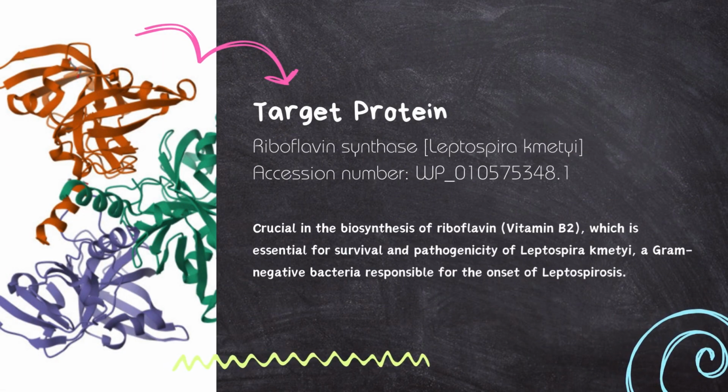In this study, we are going to use our target protein, which is riboflavin synthase from Leptospira chemically. This protein is important for the biosynthesis of riboflavin, also known as vitamin B2, which is an essential element for Leptospira chemically survival. Leptospira chemically is a gram-negative bacteria which causes leptospirosis disease.